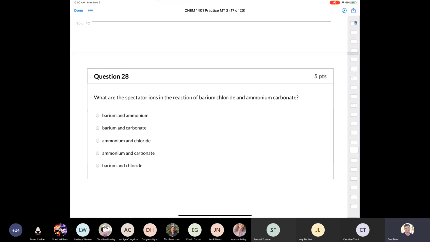Question 28. What are the spectator ions in a reaction of barium chloride and ammonium carbonate? Remember, the spectator ions are just the ones that kind of sit around and watch, right? They don't really do anything. So we have barium chloride, which is an ionic compound, BaCl2. We know that it's a soluble compound from the solubility rules. And ammonium carbonate, which is also a soluble compound. What are the spectator ions when we combine those?